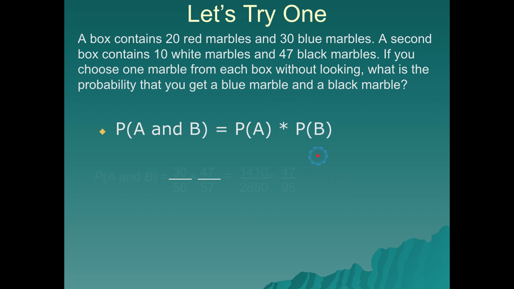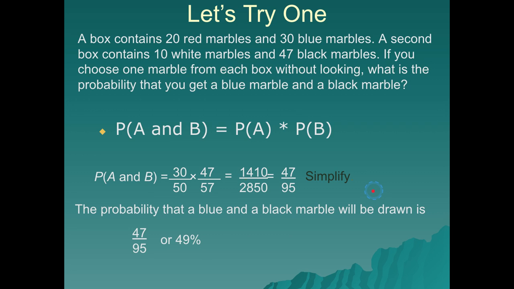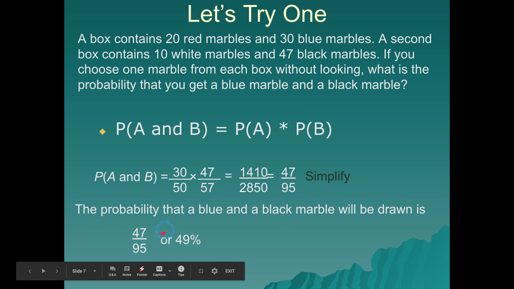47. So I'm going to take those two probabilities, 30 over 50 and 47 over 57, and multiply them together. And we simplify, and you could get a percentage as well. Remember, you take that and multiply it by 100 to get your percent.